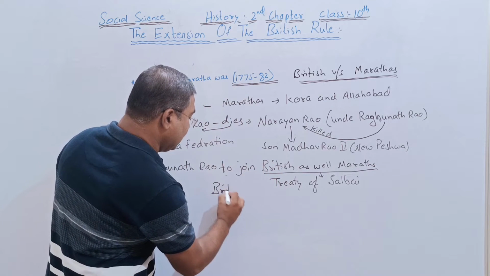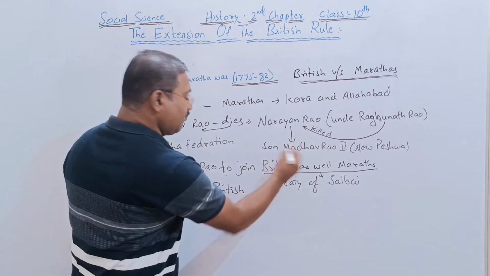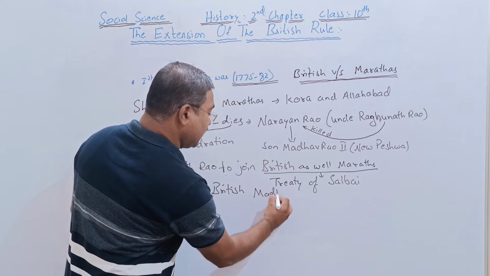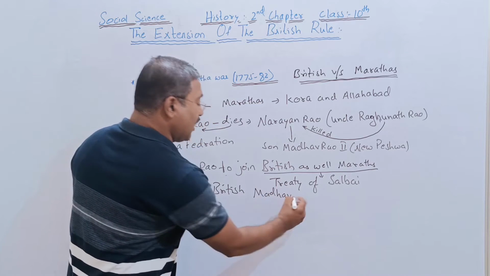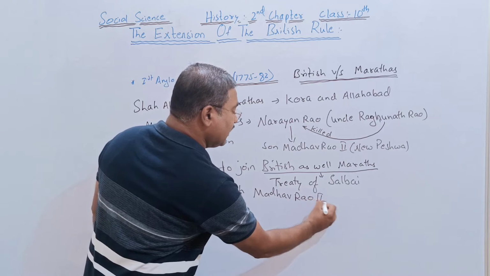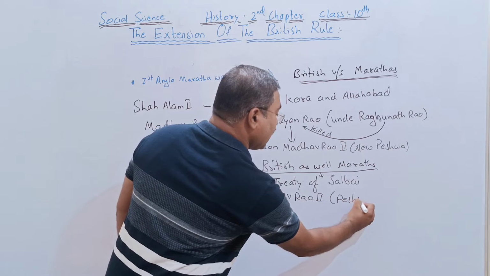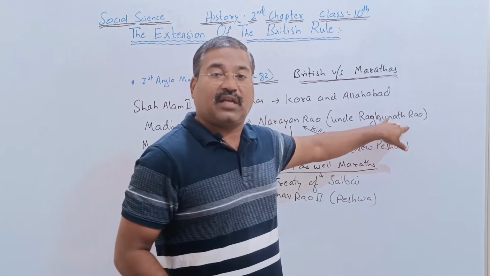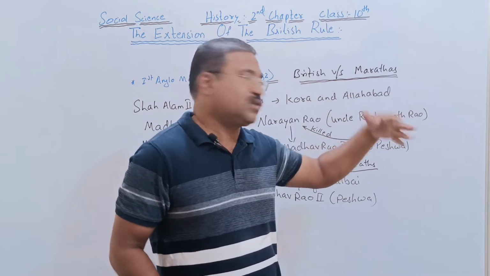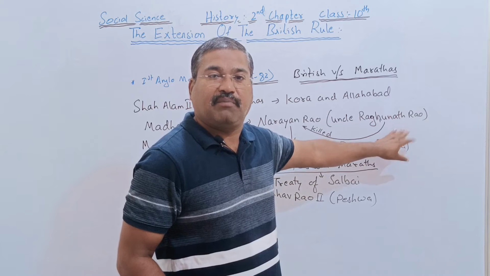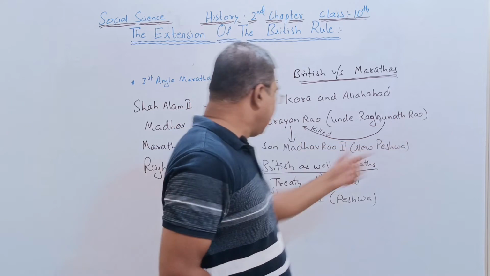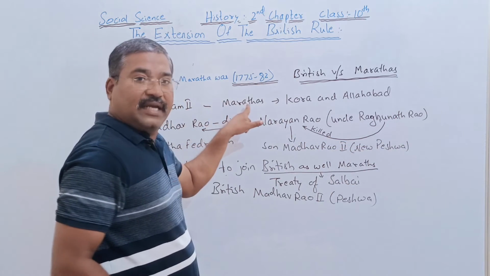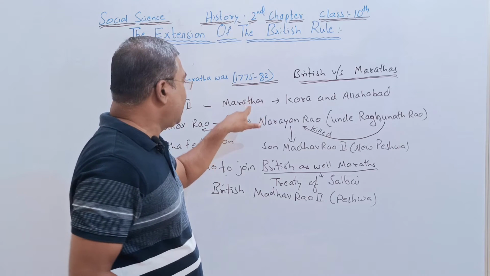As they signed the Treaty of Salbai, the British recognized whom? They recognized Madhav Rao II as Peshwa. And this person, Raghunath Rao, was pensioned off. He was pensioned off by whom? By the British. Shah Alam II was made an emperor by the Marathas.